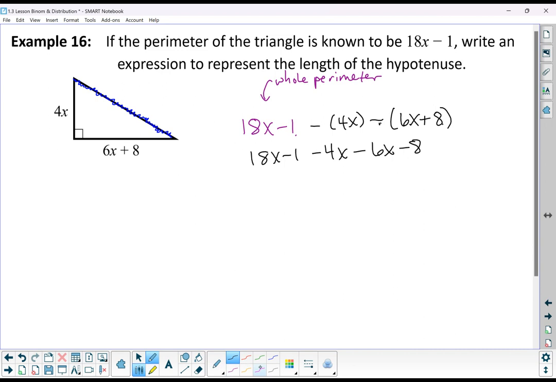So if I combine like terms, this guy can combine with these two to give me 8x. 18 minus 4 minus 6 leaves 8. And then I have a negative 1 and a negative 8, so that's negative 9. And that's the length of that hypotenuse, 8x minus 9.